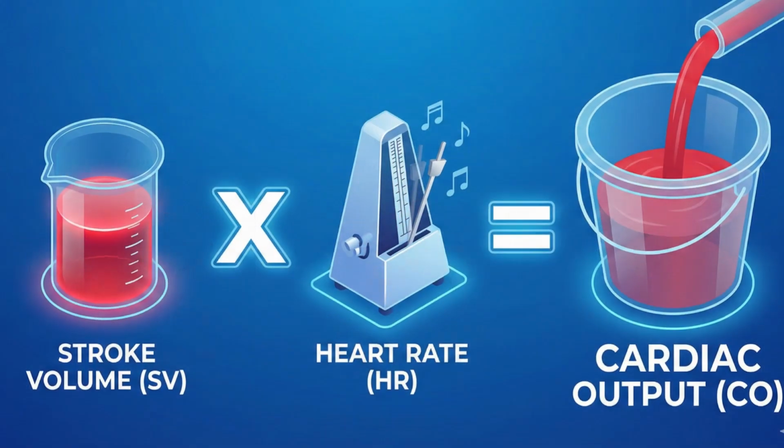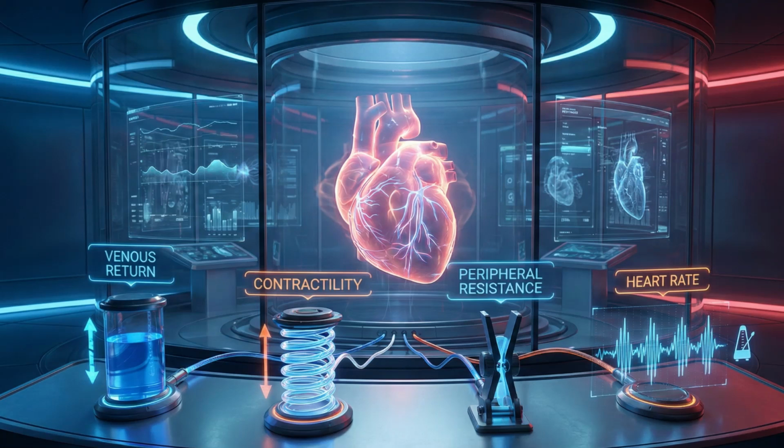Okay, so the math is easy, but that leads to a much more interesting question, right? If cardiac output is just stroke volume times heart rate, what's actually controlling those two things? What are the knobs and levers our body is turning? It really boils down to these four main pillars. You've got venous return, that's the amount of blood coming back to the heart. You can't pump what you don't have, right? Then there's myocardial contractility. That's the raw squeezing power of the heart muscle. A stronger squeeze means a higher stroke volume.